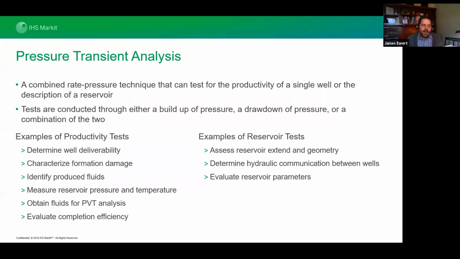Now, with pressure transient analysis, I'm going to touch on this one very quickly because the points that I'd like to make on pressure transient analysis tend to be, I don't know if I want to say more valid, but they pertain more to plays with lower and lower permeability. So let me frame this a slightly different way.